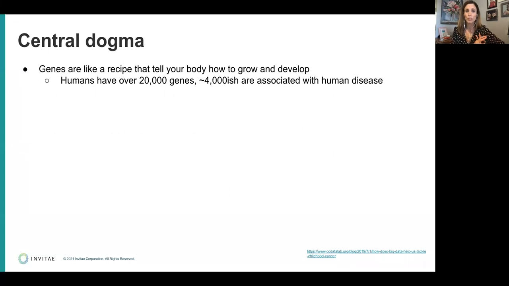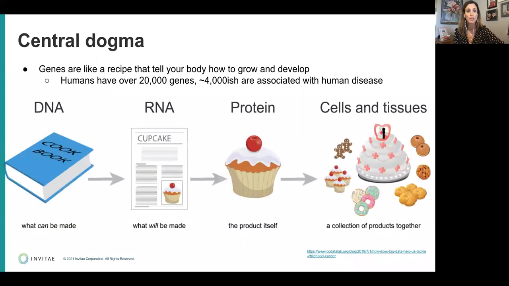So I wanted to start with the central dogma of genetics. Genes are like a recipe or an instruction that tells your body how to grow and how to develop. In humans, we have 20 to 30,000 genes, and approximately 40,000 of these genes have been associated with human disease.